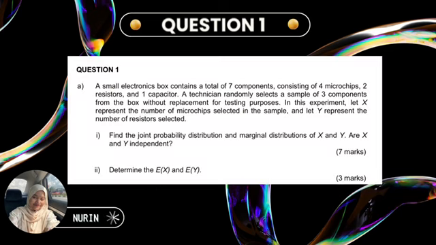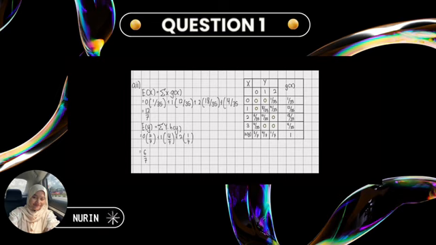So for question A2, we have to determine the expected X and expected Y. First of all, we have to begin by remembering this formula of expected X, where we just have to multiply X together with Gx. So here we can just take an example right off the table we just studied from the previous question. So X equals 0 will be multiplied together with 1 over 35, and X equals 1 will be multiplied together with 12 over 35, and then we will total all of this up.